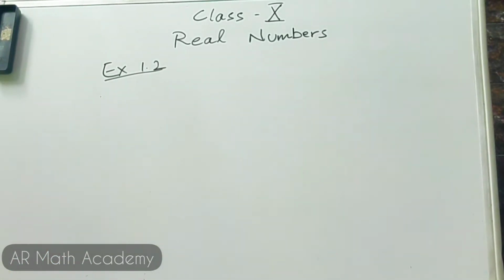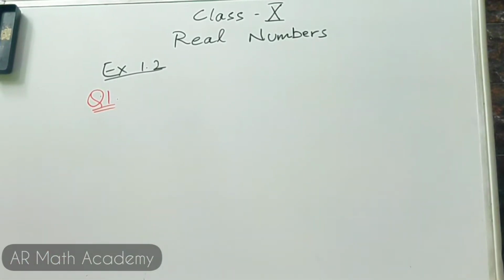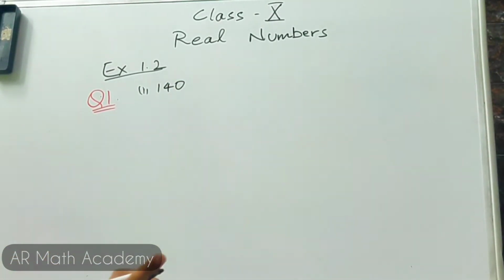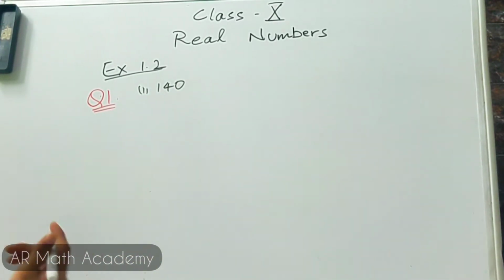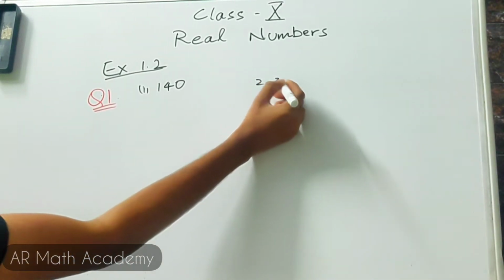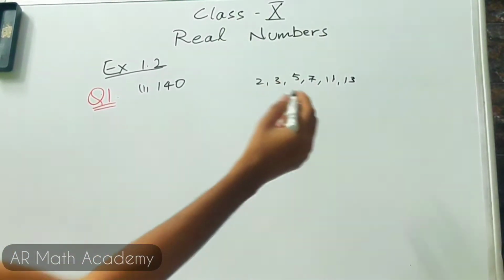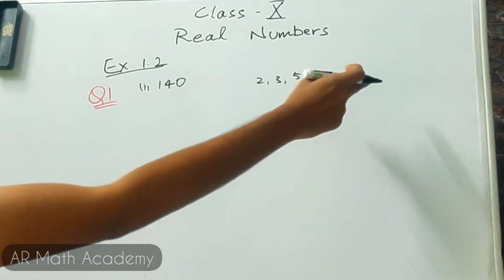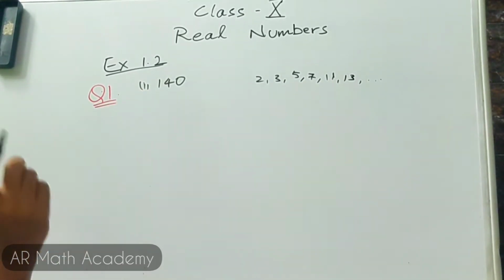Question number 1 of exercise 1.2 says that we have to express each number as a product of its prime factors. The first number given to us is 140. We have to represent 140 as a product of its prime factors. What are the basic prime factors? 2, 3, 5, 7, 11, 13 and so on. So we have to express 140 as a product of these prime factors to some power, which means we have to prime factorize the number 140.